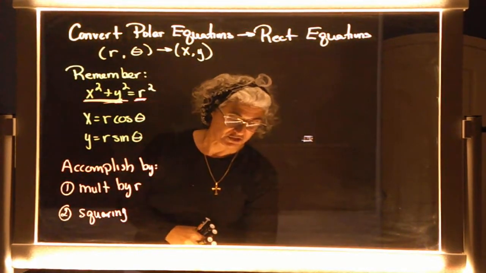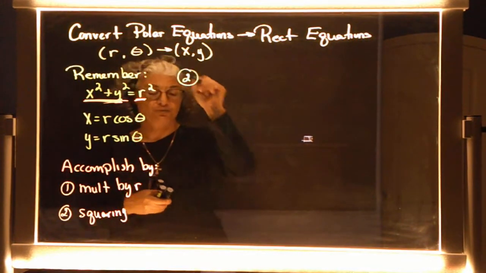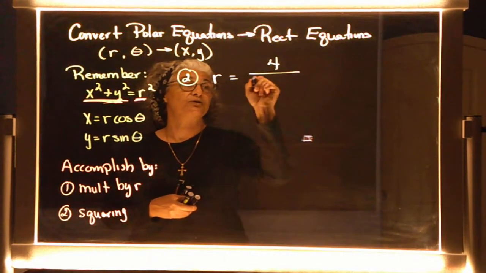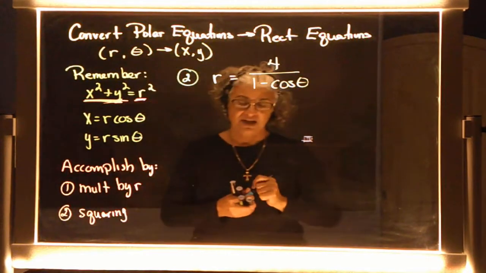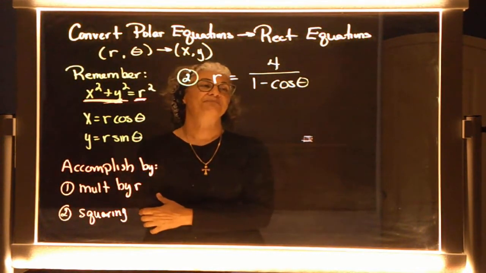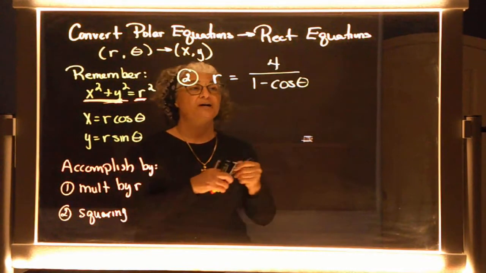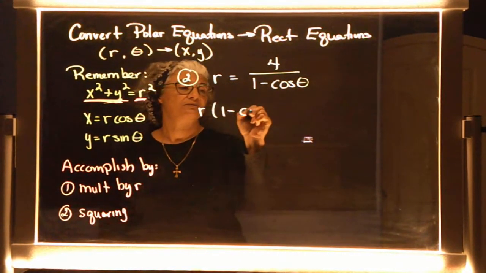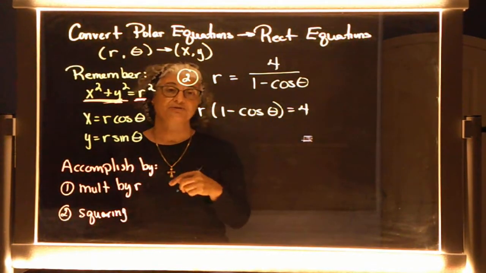All right, so let's look at the second one. The second equation we're going to convert is r equals 4 over 1 minus cosine of theta. Got it. Now, some of you are like, what am I going to do with that? Okay, well, most of you don't like the denominator anyway, so how about we just get rid of the denominator? So r times, right? That looks a little better, doesn't it?